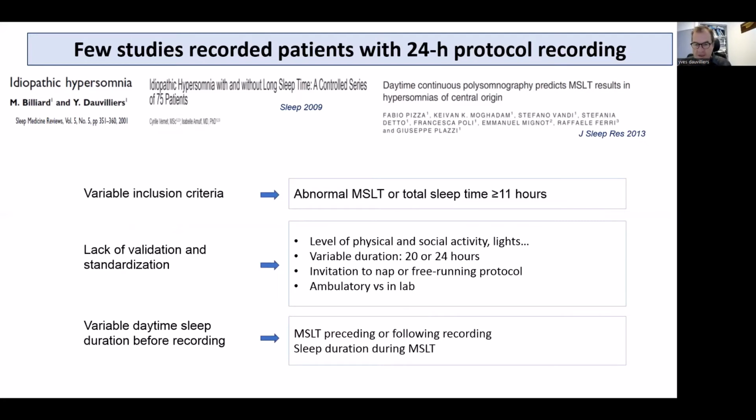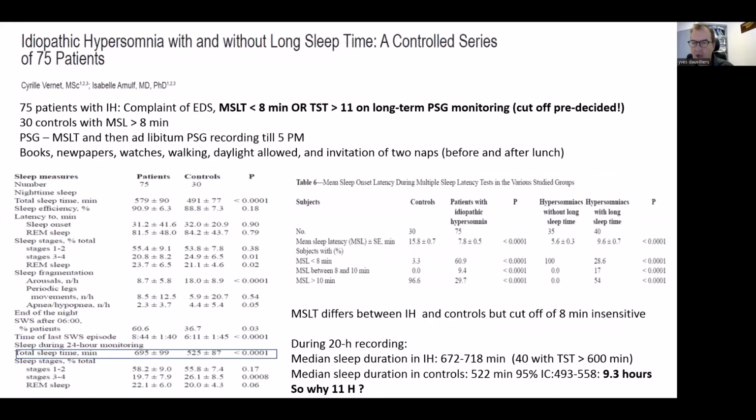I will go fast because there are 3-4 different protocols all over the world with different inclusion criteria and a lack of validation. Sometimes they accept physical activity, sometimes the duration of the recording is 20 hours or 24 hours, sometimes it's in the lab, sometimes it's ambulatory, sometimes the patient is invited to take naps, sometimes it's just a free-running protocol, and sometimes the MSLT is performed before and sometimes after the long sleep recording. So it's unfortunately too variable.